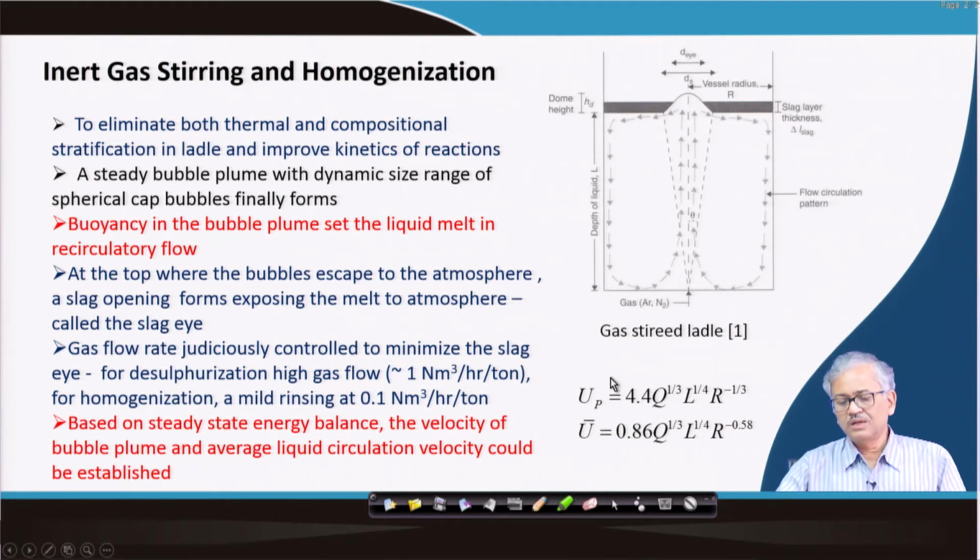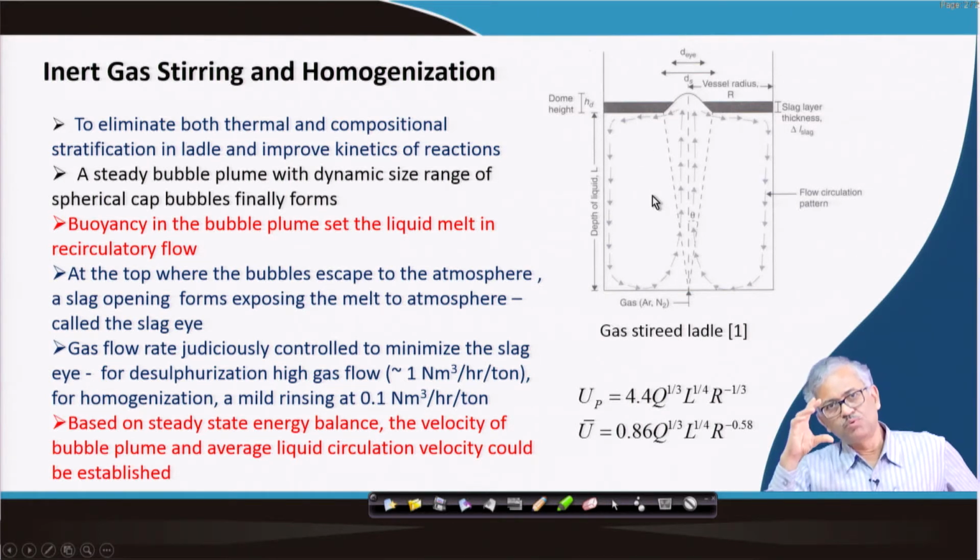So finally you can get this type of correlation for the plume velocity, and the average recirculatory liquid velocity can be given as 0.86 Q to the power 1/3 L to the power 1/4 R to the power minus 0.58. So what does it give? Basically, both the plume velocity and the liquid recirculatory velocity are directly proportional to the gas flow rate. If you increase the gas flow rate, those will increase. If you increase the height, that will increase. That means a deeper pool will give better momentum transfer, that is, a higher velocity, right?